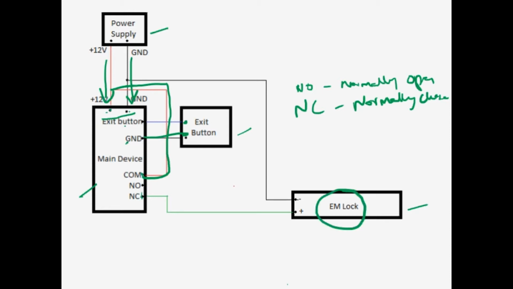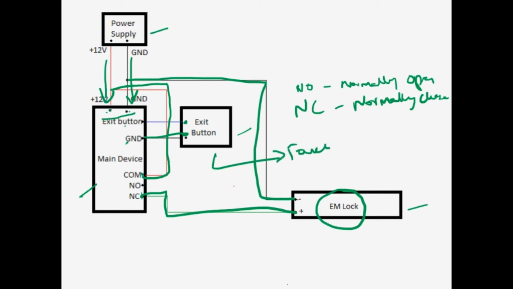So that is why we are going to connect NC to the positive terminal of the lock and ground to the negative terminal of the lock. Okay, so this is the basic diagram for an access control system. Sometimes we will use touchless exit buttons, so in that case we need to give additional power supply like plus and ground. The rest of the circuit diagram will be the same only.